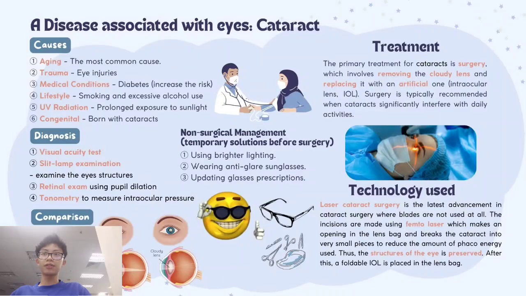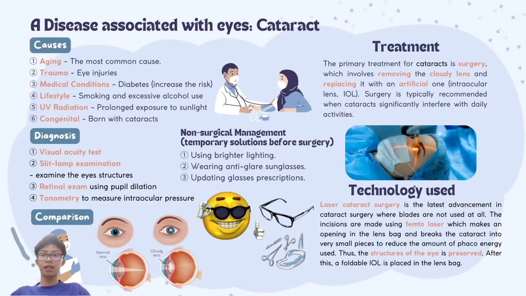After learning the physiology of the eyes, it is time for explaining the pathology of the eyes as well. One of the common diseases associated with the eyes is cataract. As we can see from the pictures, a cloudy lens is formed on the eye at the right side. As a comparison, it is because of aging, trauma, medical conditions, lifestyles, UV radiation, and congenital factors.